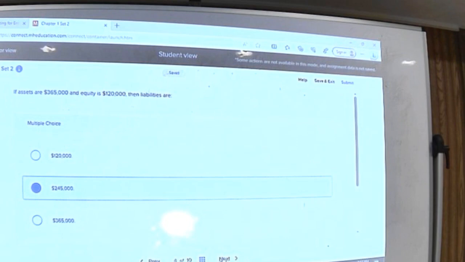Number 4, assets on the left, 365, equity on the right, 120. We need to balance that off with 245,000. How do we balance it? Liabilities must balance that accounting equation. So the second response.